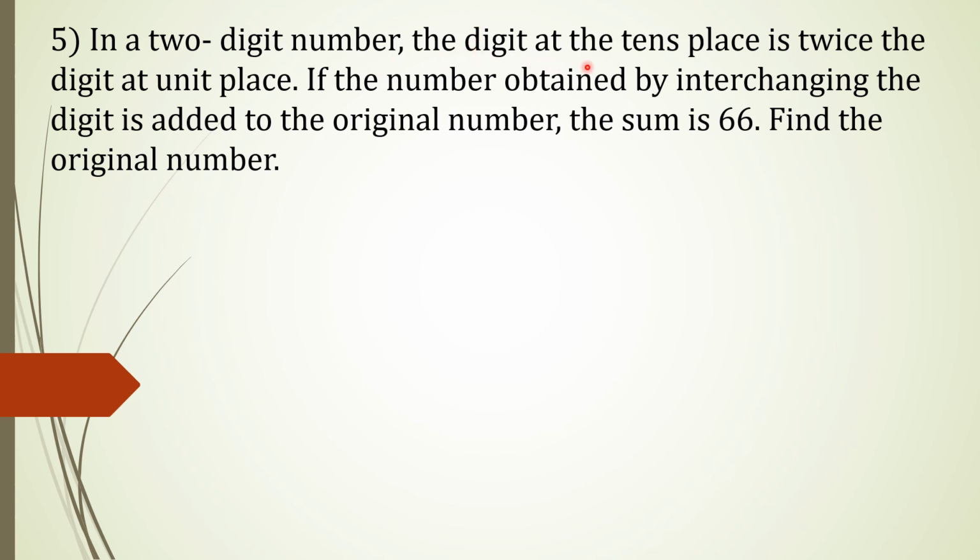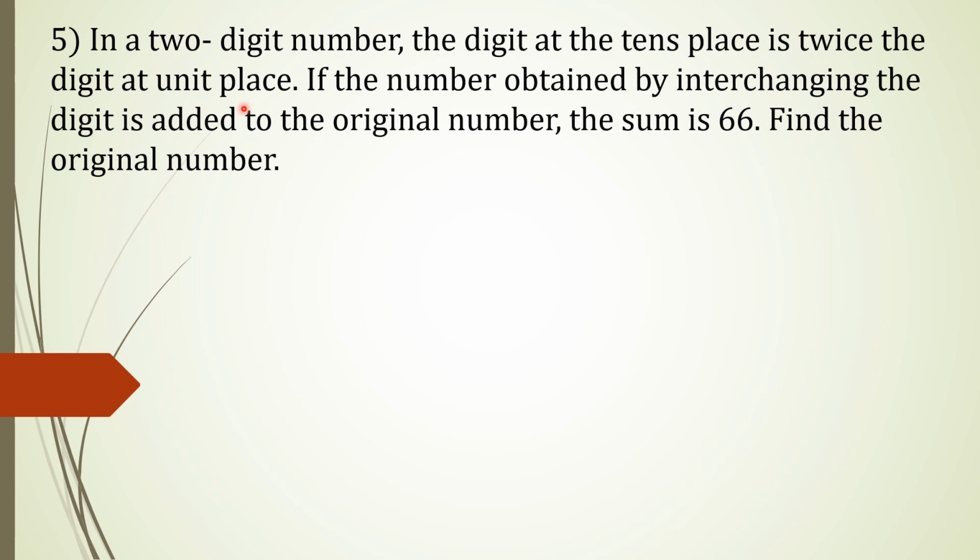These are two-digit numbers. But what is given? The digit at tens place is twice the digit at units place. Whatever the digit at unit place is, the digit in the tens place is twice of it. For example, if the digit at unit place is 2, then in tens place, twice of it will become 4. Are you getting me? If you interchange the digits, that is, in unit place you will get 4 and you take 2 in tens place.